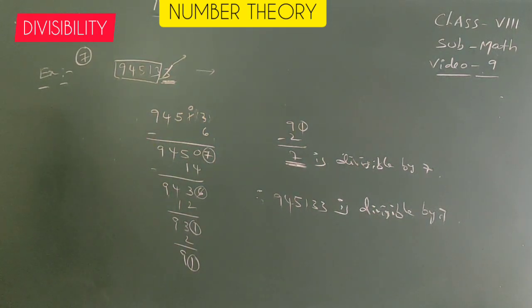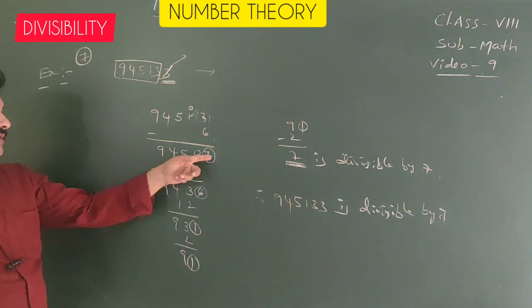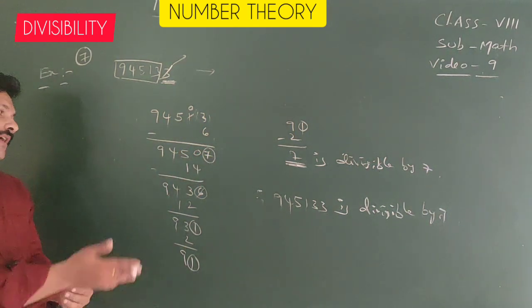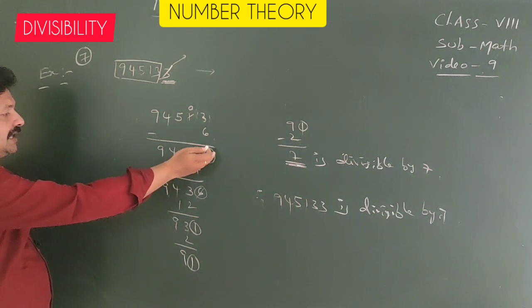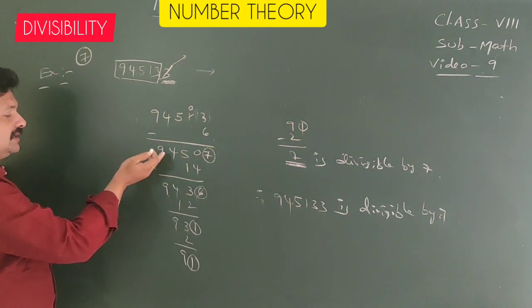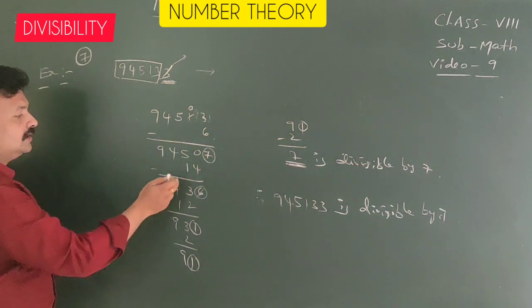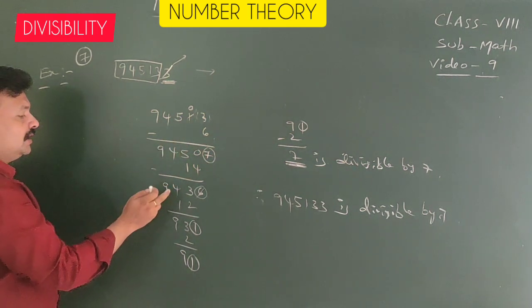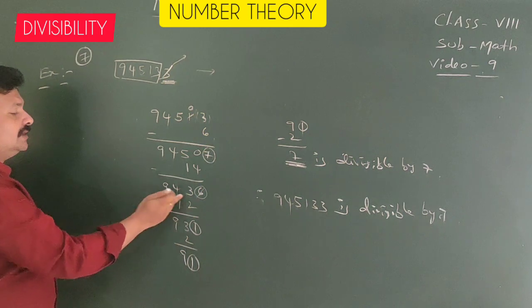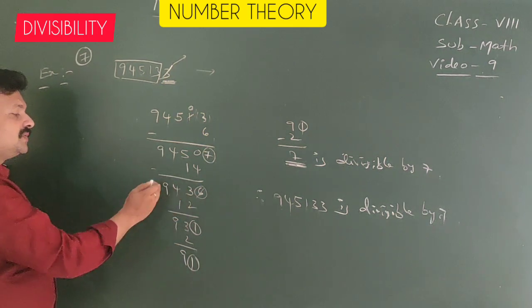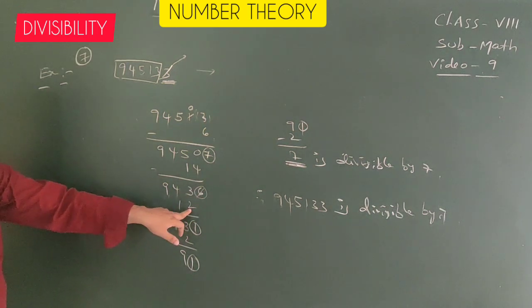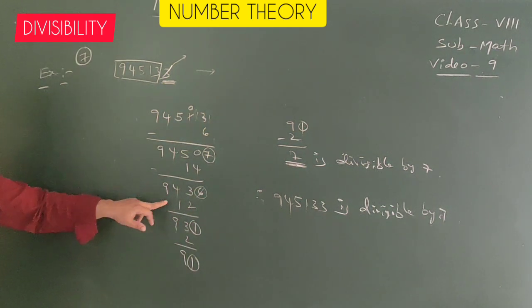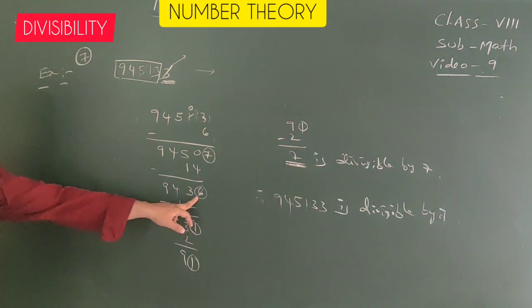Here we don't know whether 94507 is divisible by 7 or not. That's why again the last digit is 7. Twice the last digit is subtracted from the truncated one. Here the truncated one is 9450. So subtract 14 from this. We got 9436. Again we don't know if it is divisible by 7 or not. That's why again twice the last digit is 12, subtracted from the truncated one, that is 943.